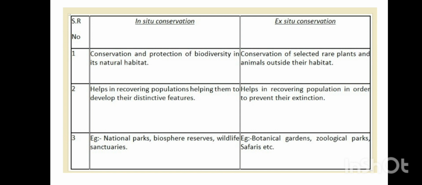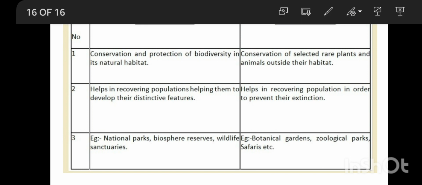Then conservation. How to conserve biodiversity? There are two basic approaches towards conservation. One is in situ conservation, one is ex situ. In situ conservation is the protection of biodiversity in its natural habitat, and ex situ is the conservation of selected rare plants and animals outside their habitat. In situ conservation helps in recovering populations, helping them to develop their distinctive features, and ex situ conservation helps in recovering the population in order to prevent their extinction.